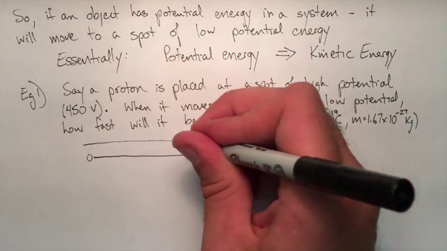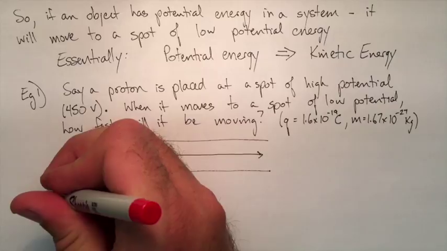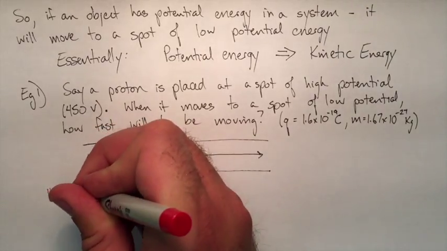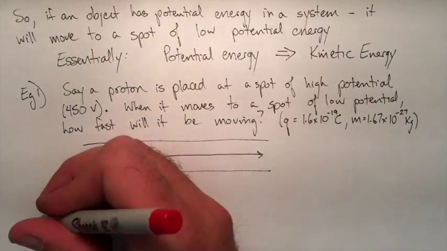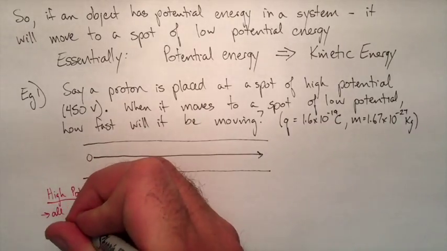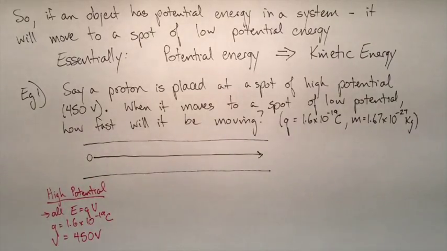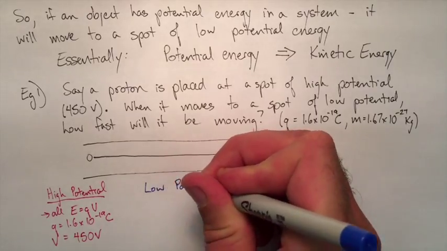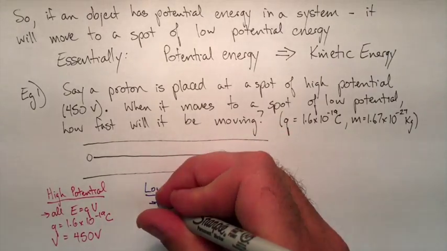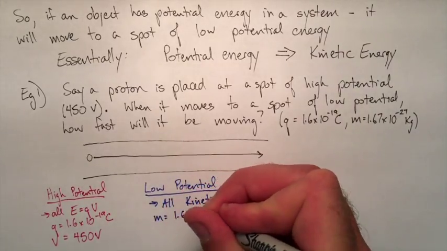So it's not rolling down a hill, but it will be between two charged plates, where on the left of those plates will be the area of high potential, and the right of those plates will be the area of low potential. So at the high potential, all the energy is electric potential energy, so QV, where the charge was given and the voltage is 450. It's going to move to the spot of low potential, where all that energy will turn into kinetic energy.